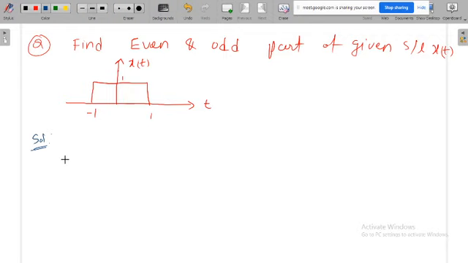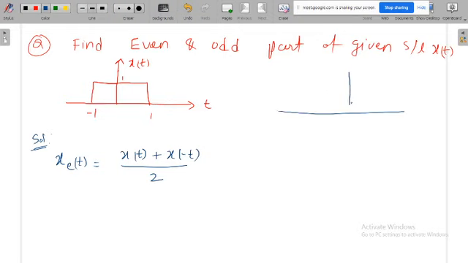So we will just apply the formula. What is the formula? The even part of the signal is equal to x of t plus x of minus t, divided by 2. Now we already have x of t. What about x of minus t? The x of minus t would be like this. In this case, x of minus t will also be like this only, from minus 1 to 1. Again, this is x of minus t.